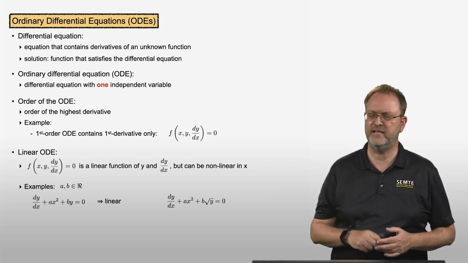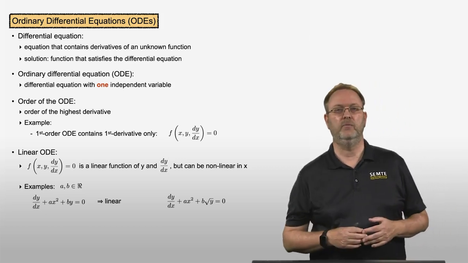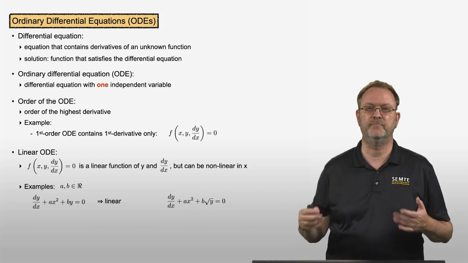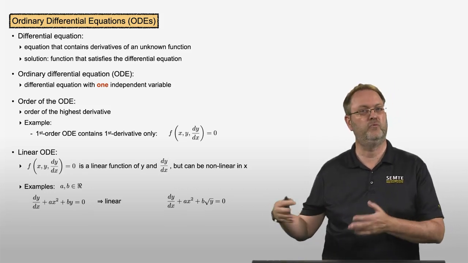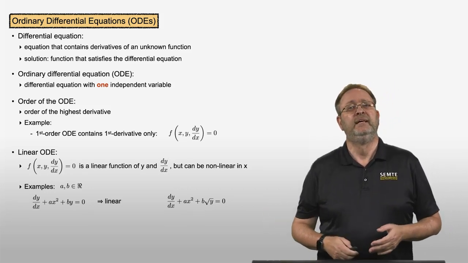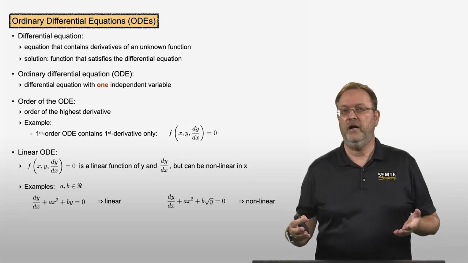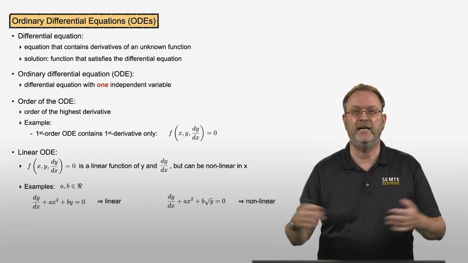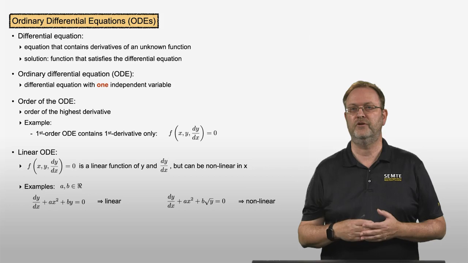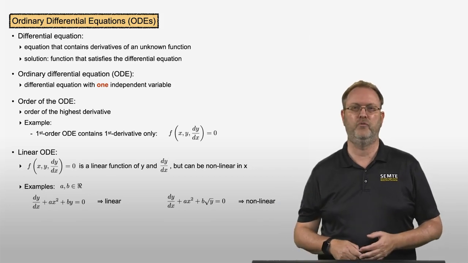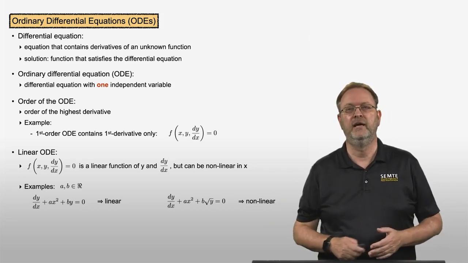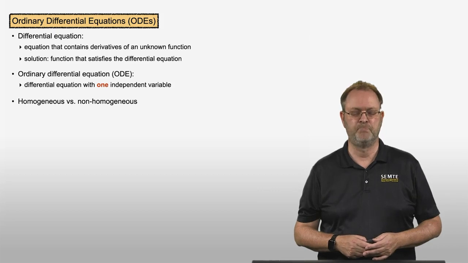Let's look at a second example. This ODE, dy/dx plus a times x squared plus b times the square root of y equal to 0. Now that is nonlinear, because the dependent variable y appears in a nonlinear term, the square root of y. So that's an example of a nonlinear ODE.